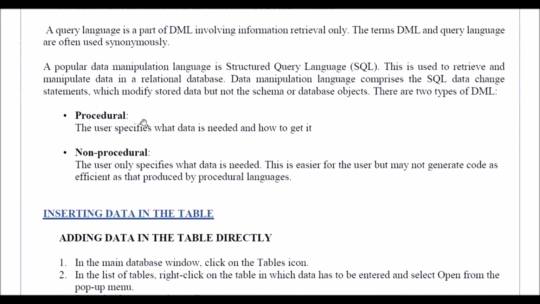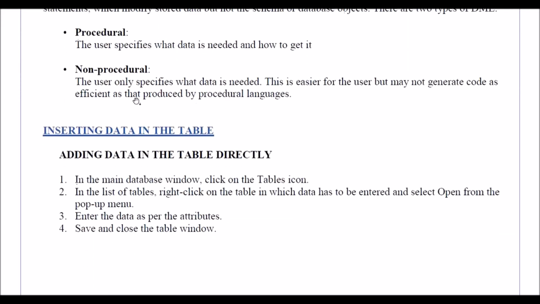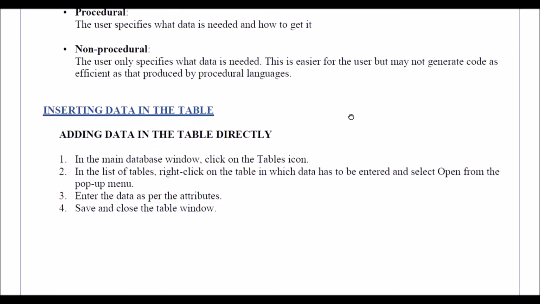Then DML is of two types: procedural, where the user specifies what data is needed and how to get it. Then non-procedural, where the user only specifies what data is needed. How the data is obtained is not specified here, and this is easier for the user, but it will not generate code as efficient as that produced in a procedural language.